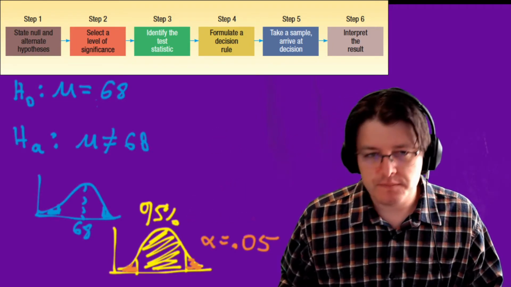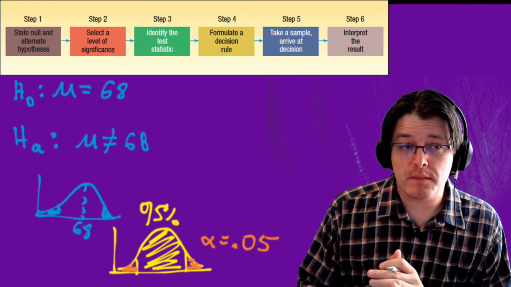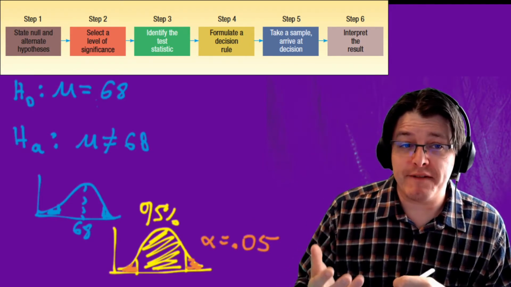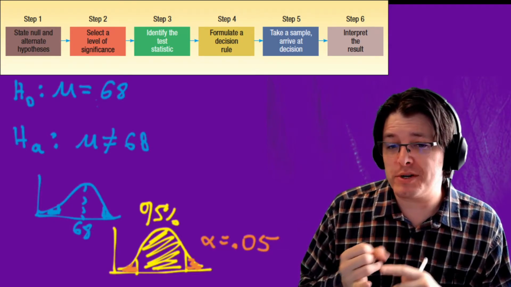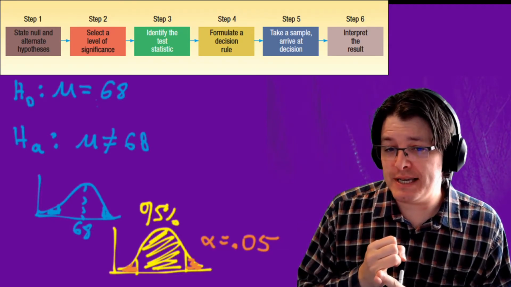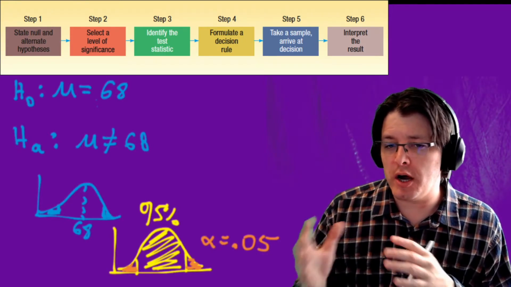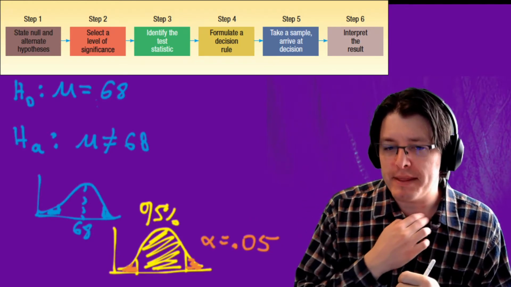Now, step 3, we'll come back to step 2 in just a second, but in step 3 we're going to identify the test statistic, and that comes down to what do we know. This is where we're deciding, basically, are we dealing with Z or T, at least in our examples. Obviously this 6-step process can work for other methods.